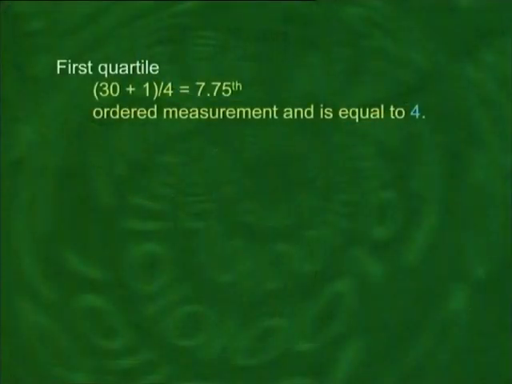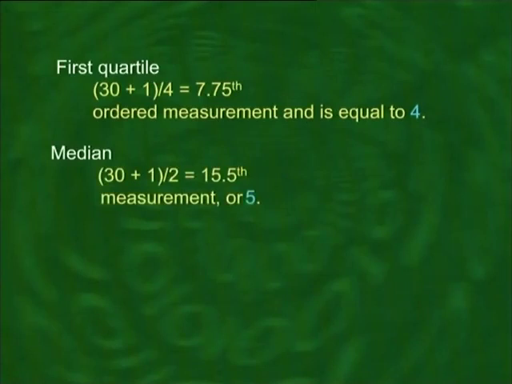But I hope that you have already studied quite a bit of material from your own textbook and from other books, and you do have an idea as to how to compute the quartiles in the case of raw data. In this particular example, as you now see on the screen, the first quartile is the (30 plus 1) over 4th, that is the 7.75th ordered measurement, and it comes out to be equal to 4.